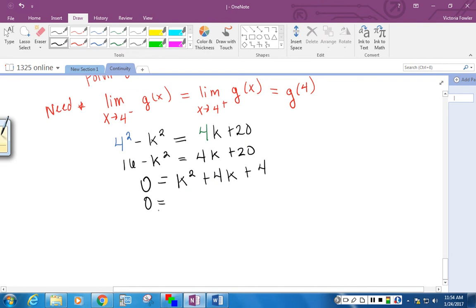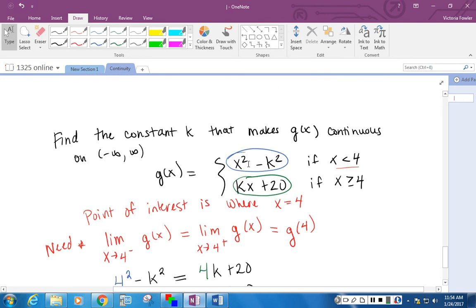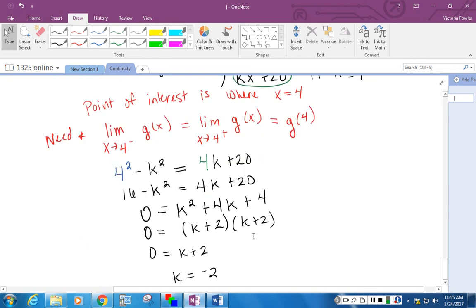Can I factor this? Do I need the quadratic formula? Well, I'm going to check. Factoring would be the easiest. I set up my two sets of parentheses, and I should have k plus 2 times k plus 2. That's correct. And so I would solve, and I would get k to be negative 2. So I would need k to be equal to negative 2. So back up here, it didn't tell me to do this portion, but just to go a little bit further, this would look like x squared minus negative 2 squared, and this would be negative 2x plus 20. All I had to provide, though, was that k value that made this continuous.